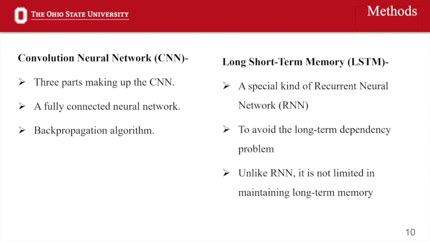And the next one is long short-term memory. So it is a special kind of RNN, recurrent neural network, and it is capable of learning long-term dependencies. LSTMs are explicitly designed to avoid the long-term dependency problem. The research shows that RNN is limited in maintaining long-term memory. Therefore, LSTM was invented to overcome this limitation by adding a memory structure which can maintain its state over time, with gates to decide what to remember, what to forget, and what to output.